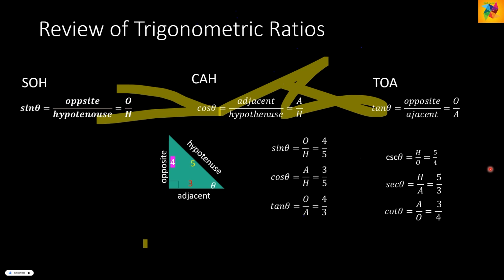Lastly, the reciprocal of the tangent of the angle is cotangent. Remember, tangent is TOA, opposite over adjacent, which was 4 over 3. Now our cotangent is equal to A over O. And the ratio is 3 divided by 4, which is the reciprocal of the tangent.